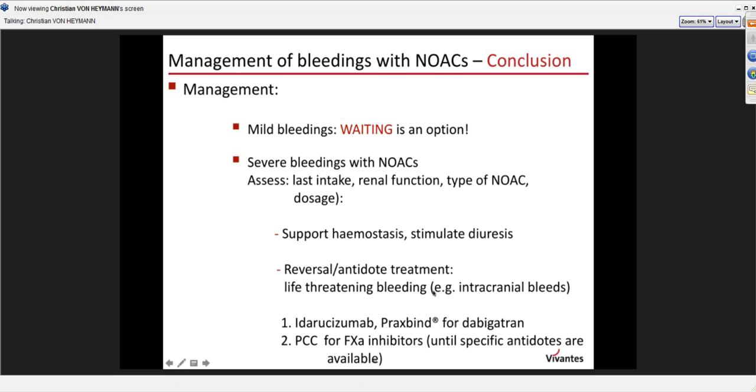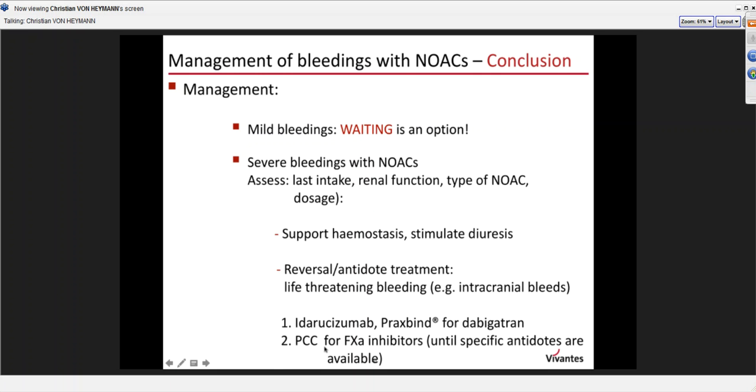That is, for me, for example, intracranial bleeds or profuse bleeding from wounds or trauma sites. And for dabigatran, we have a very effective monoclonal antibody fragment as a direct antidote available. This will reduce the bleeding very efficiently within 30 minutes.